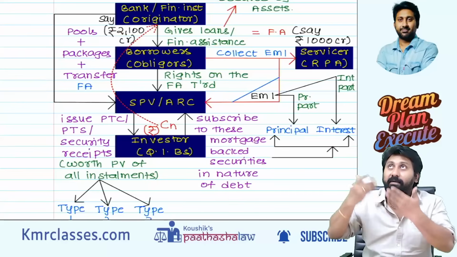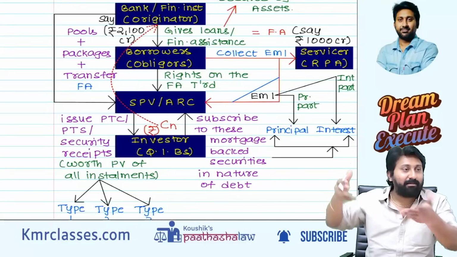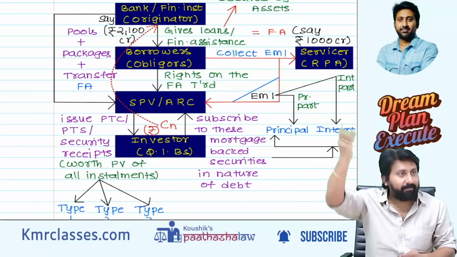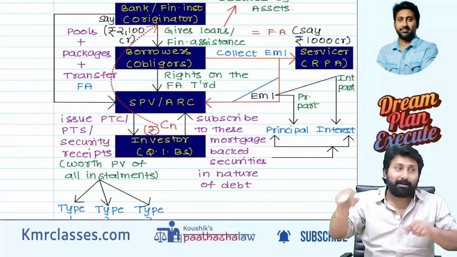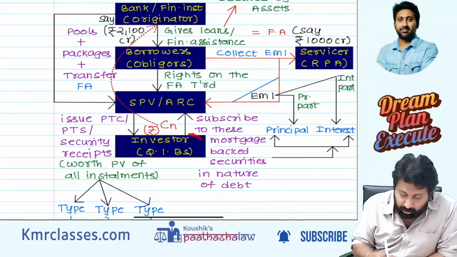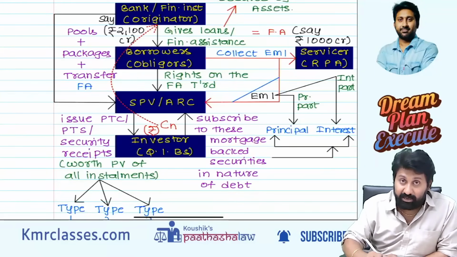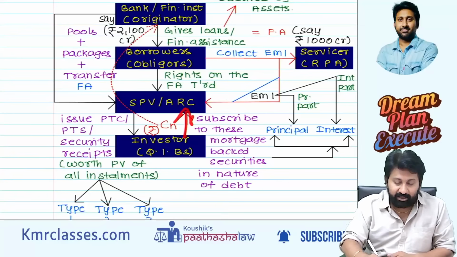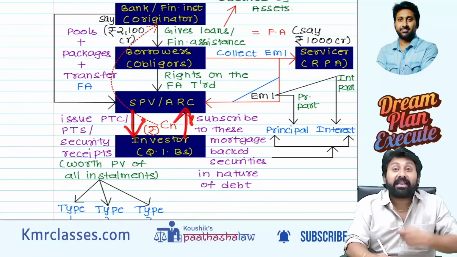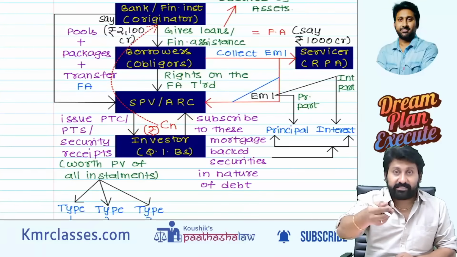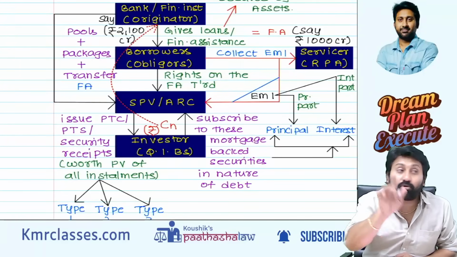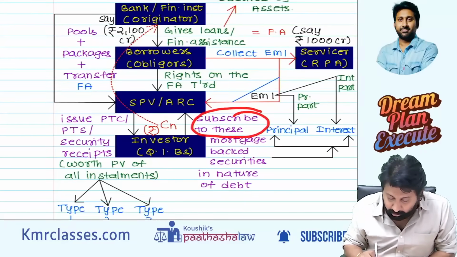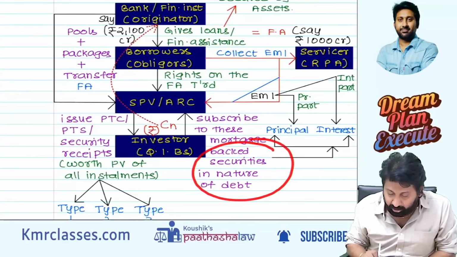If I get a problem, I will go to God. If God himself gets a problem, where will he go? Like that only is the situation. The bank will help us. If the bank's problem came, who will come? Then people have to come. Okay, who are those people? QIBs. QIBs will give the 2,100 crore to the ARC or SPV. The SPV will in return give them bonds, debentures worth 2,100 crore. They subscribe to these mortgage backed securities in the nature of debt.